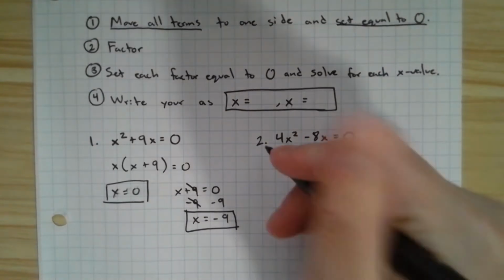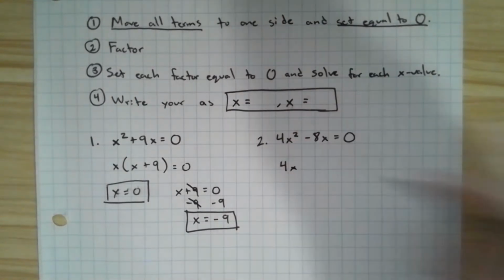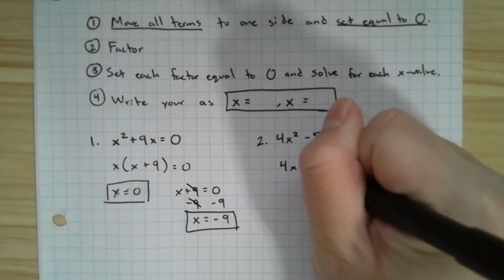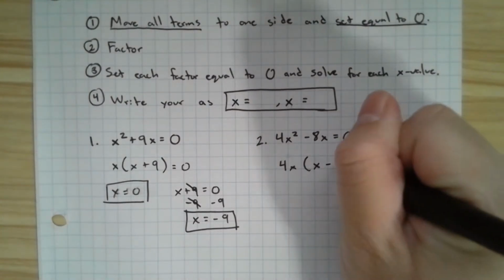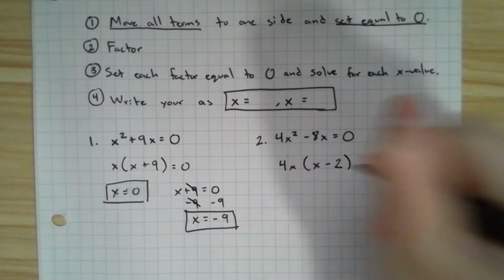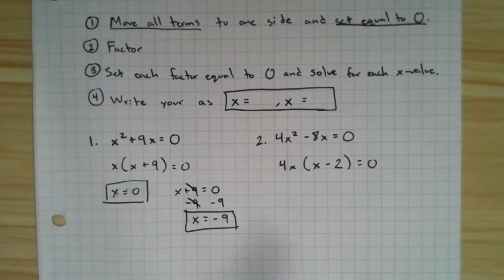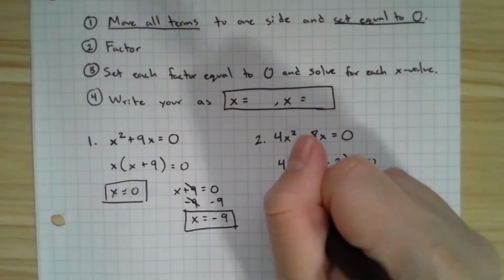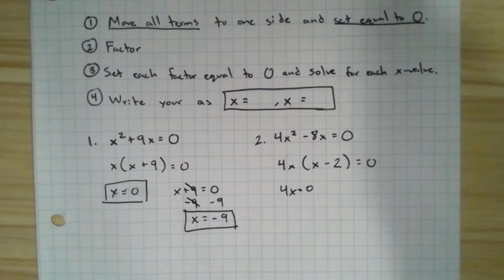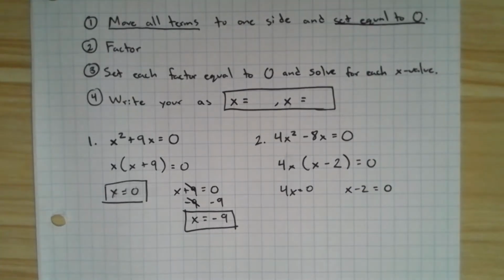4 and 8, I can pull out a 4. X squared and x, I can pull out an x. So then I'll get 4x times, what is -8? x minus 2, close parentheses, that's equal to 0. So then now set each factor equal to 0. So 4x is equal to 0, and x minus 2 is equal to 0.